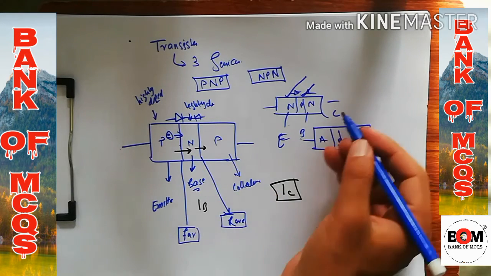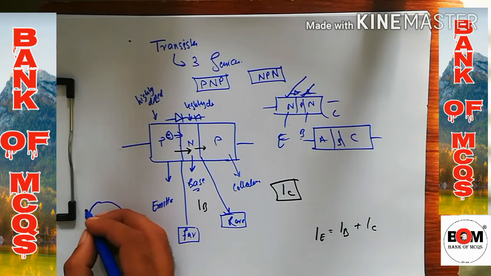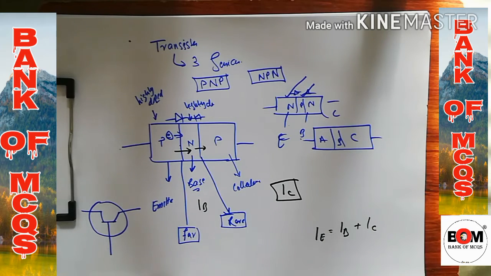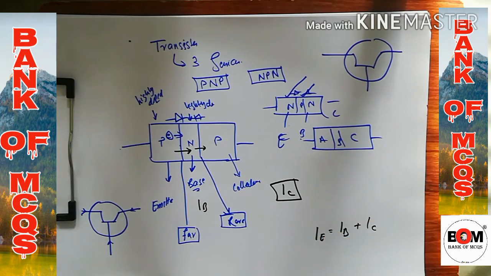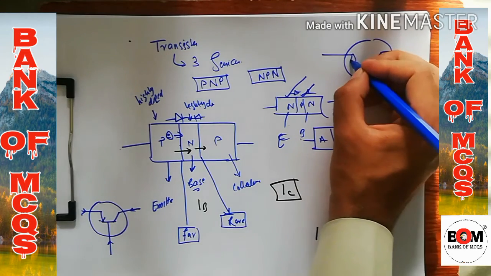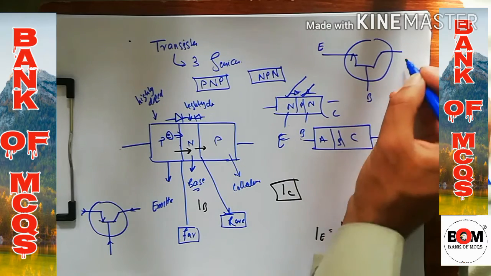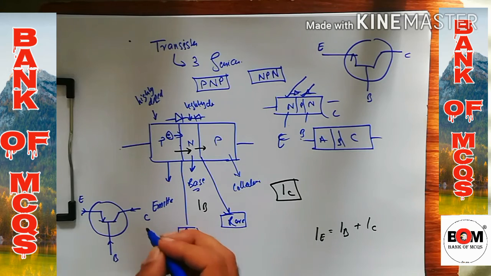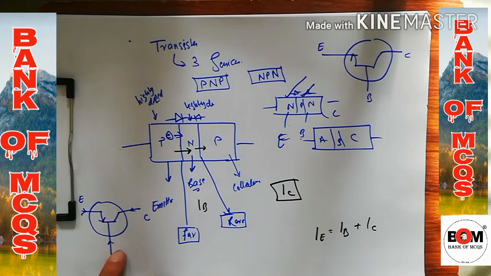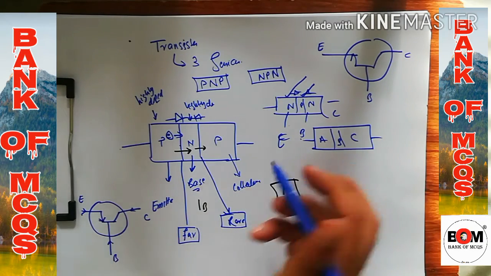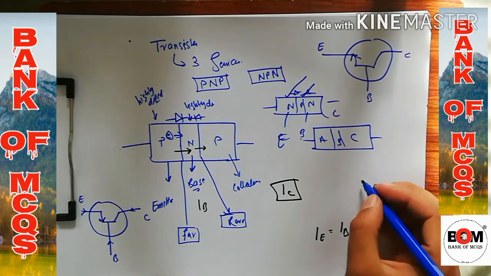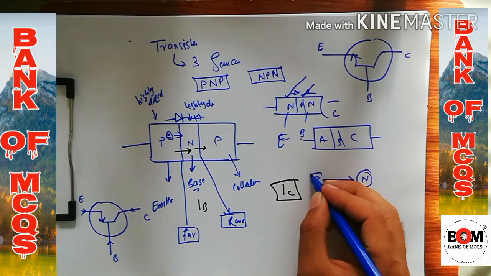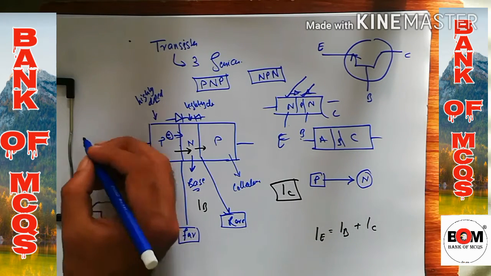Now, to draw the diagrams of NPN and PNP transistors: this is the transistor symbol. It shows P, N, P or N, P, N. The difference is in the direction of the arrow, whether it points one way or the other. This is the emitter, and the arrow goes from the emitter toward the base and collector. The difference between PNP and NPN is this arrow. Which one is PNP and which is NPN? Always remember that the arrow points toward N, from P to N. So we can say this is PNP.